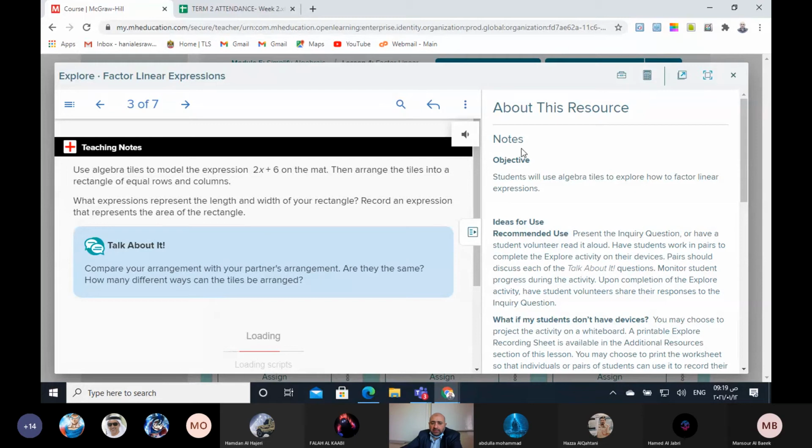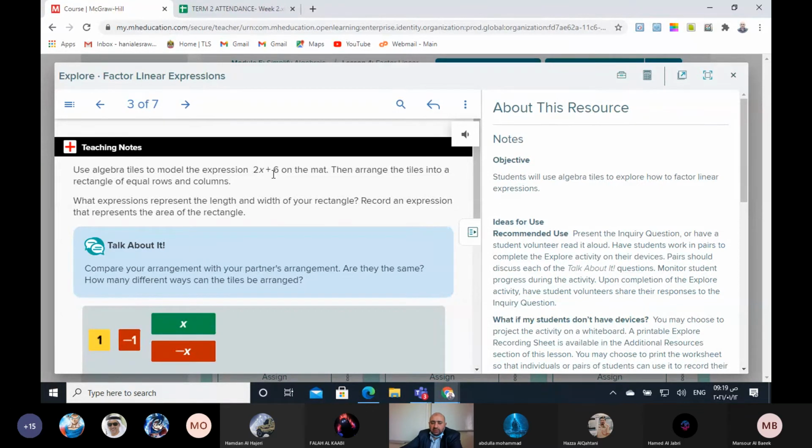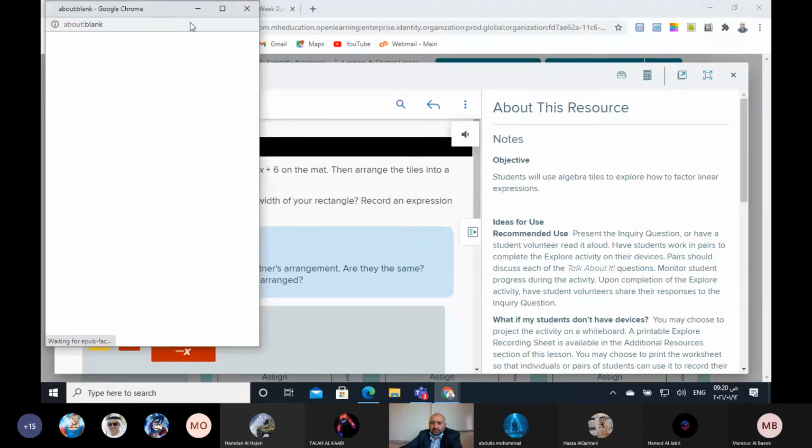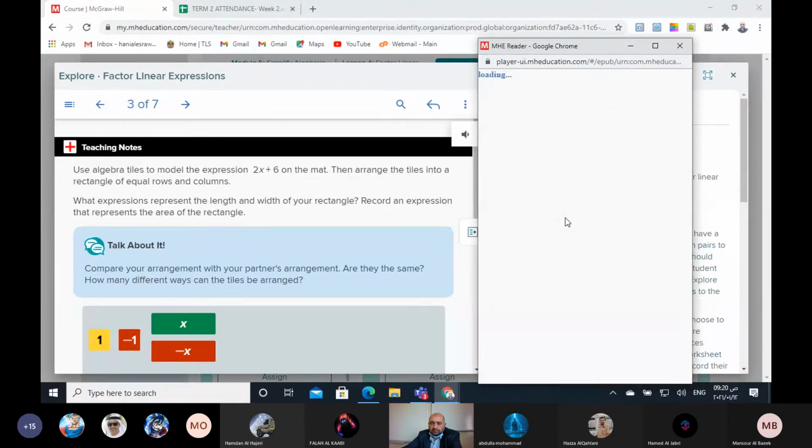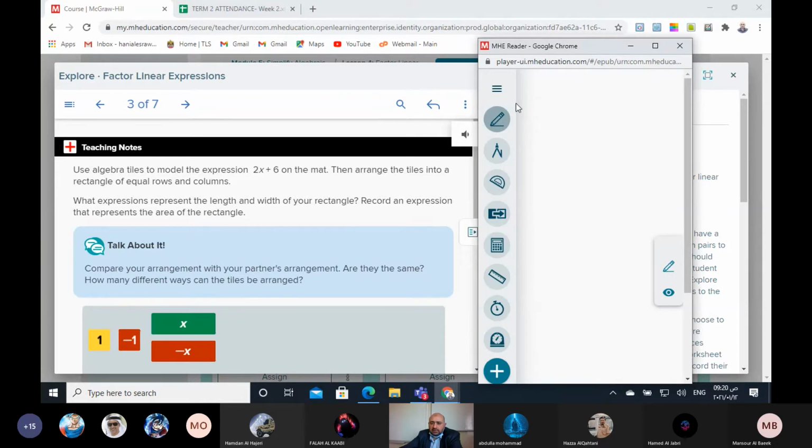Now, as you see here, we have a linear expression. In our lesson, we want to factor this linear expression. Listen to me, please. The linear expression here is 2x plus 6. My question now, how many terms do I have here? You have 2 terms. This is the first term, this is the second term.